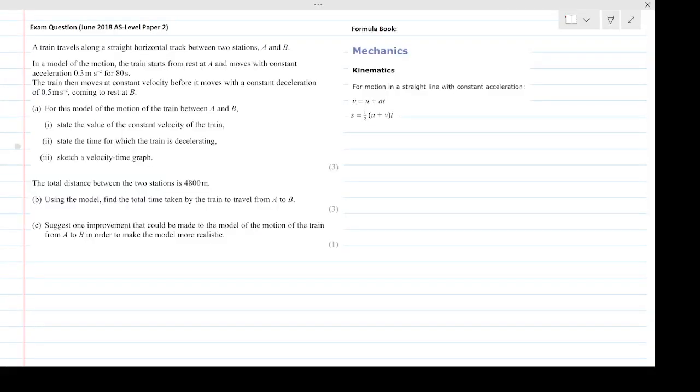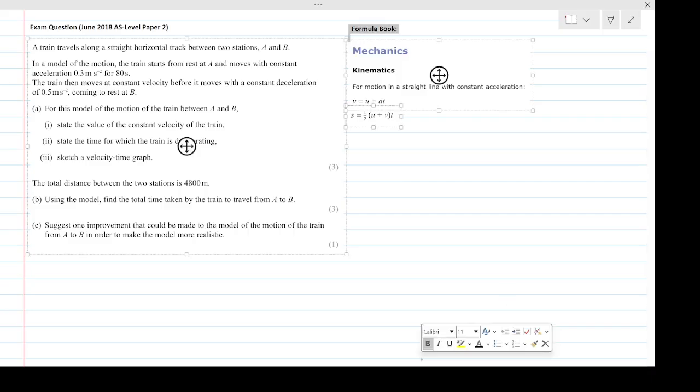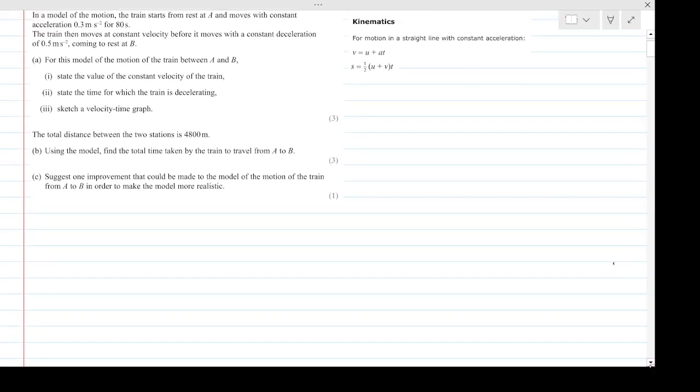Okay, so we've got some exam questions on this. We are told a train travels along a straight track between two stations A and B. And then we're just given some information, right? So again, like usual, let's just jot the information down. I'm not going to read it all out in one.